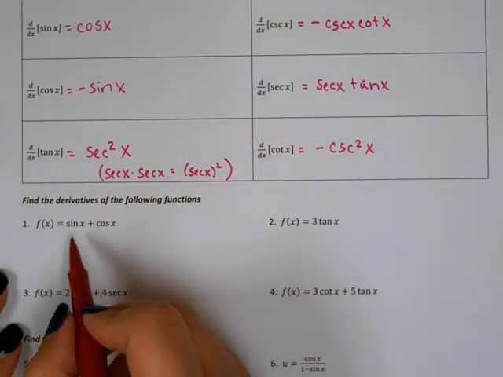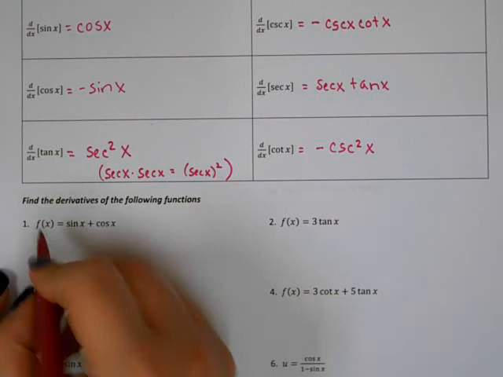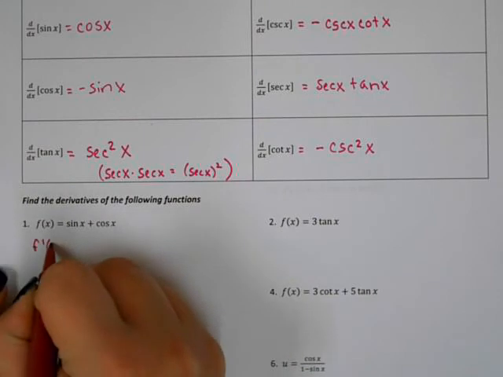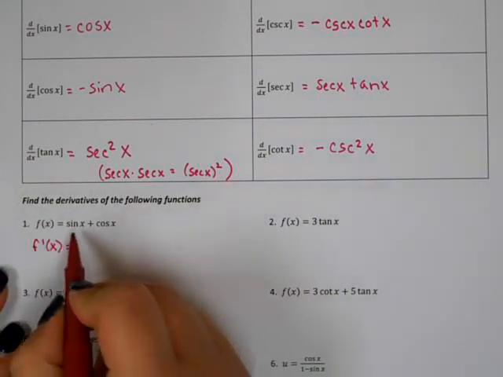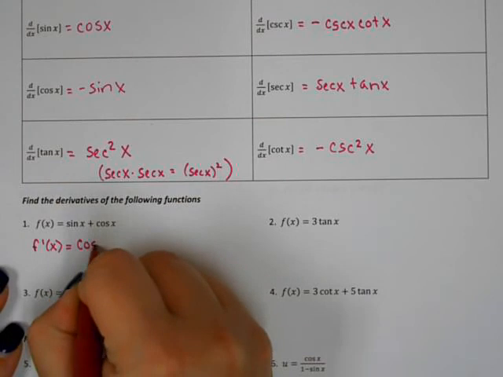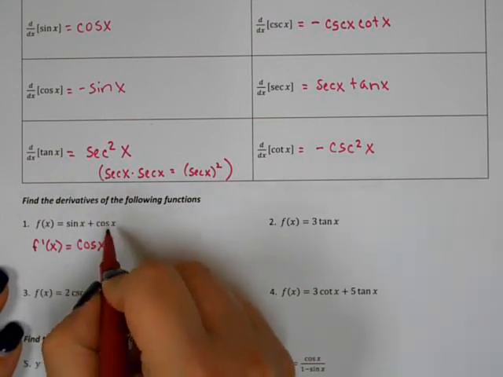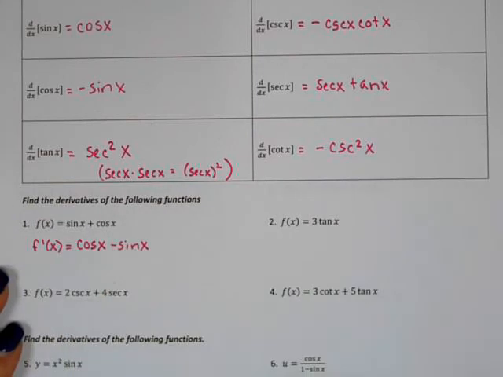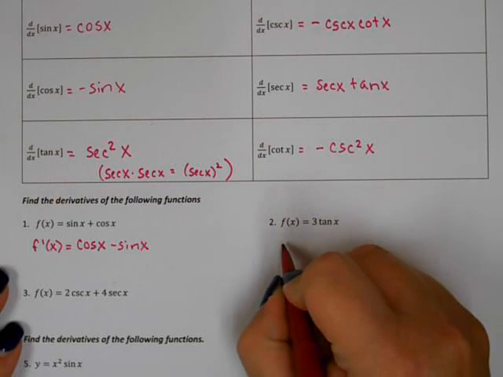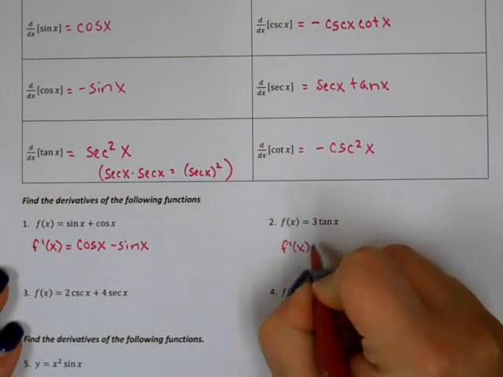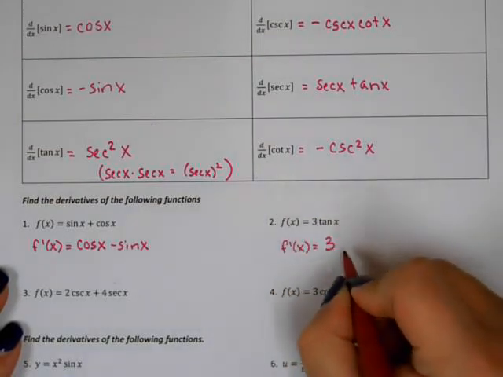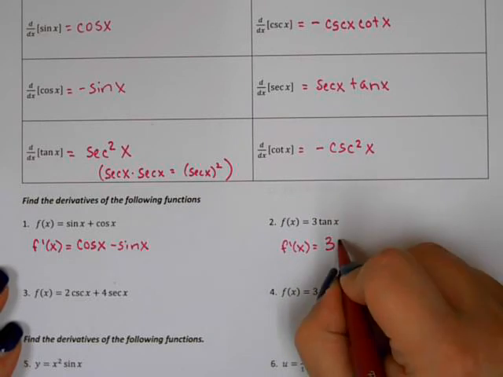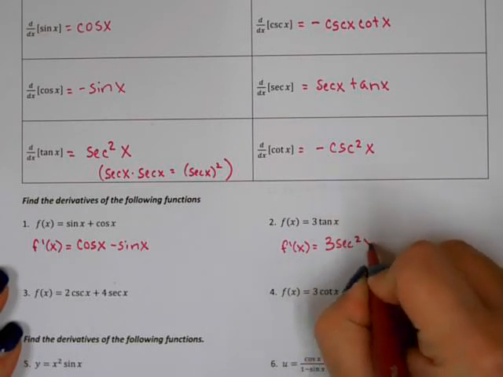So we've got f of x equals sine x plus cosine x. So f prime of x is going to equal, the derivative of sine is cosine of x, and the derivative of cosine of x is negative sine of x. That's it. As long as you know the rules, it's super easy. Derivative of 3 tangent of x. So the 3 is just a constant in front, it's going to stay out front. The derivative of tangent is secant squared x.